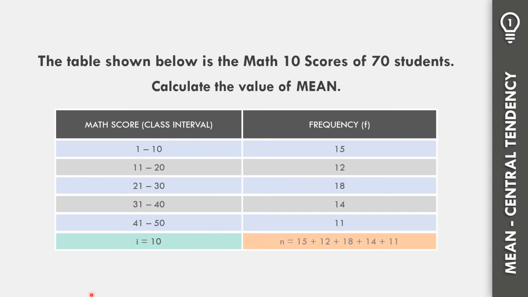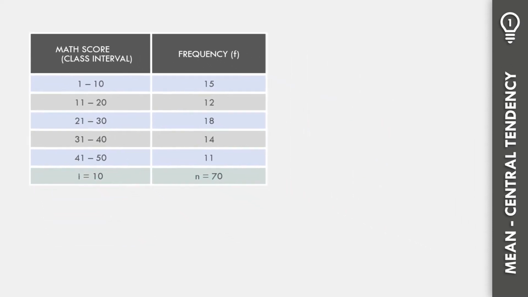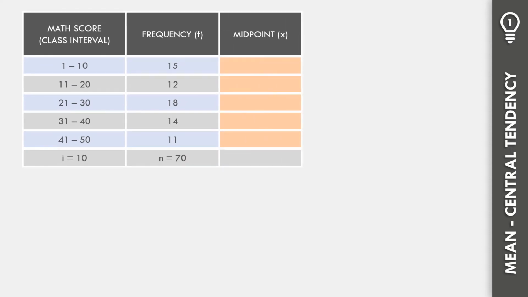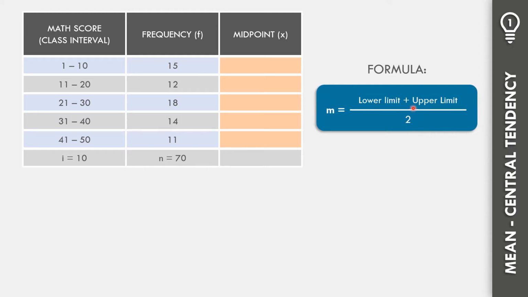How about the frequency? The total number of frequency, if we add 15 plus 12 plus 18 plus 14 plus 11, so that is n, is equal to 70. Let us identify now the midpoint. How to get the value of the midpoint? Lower limit plus the upper limit divided by 2. So in the first class, the lower limit is 1, the upper limit is 10, so 1 plus 10 divided by 2. 1 plus 10 is 11 divided by 2, so the midpoint is equal to 5.5.